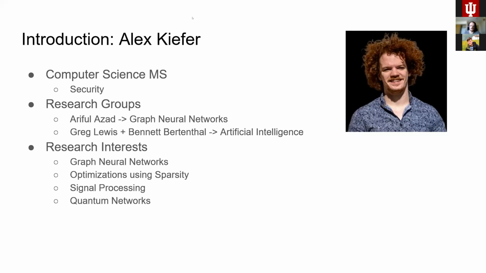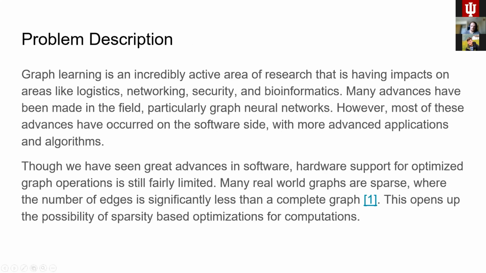Some of my research interests that I also just previously mentioned are graph neural networks, optimizations using sparsity, signal processing, and quantum networks. Okay, so the problem that I'm going to be talking about today is graph neural networks and how we can improve their performance, especially for very large data sets.